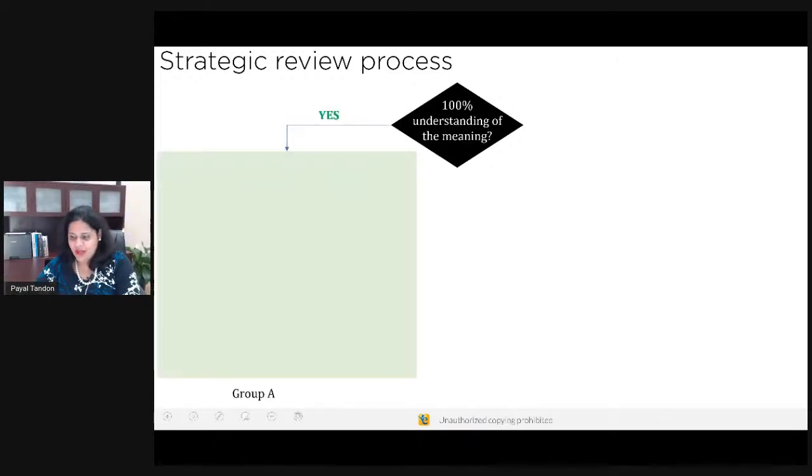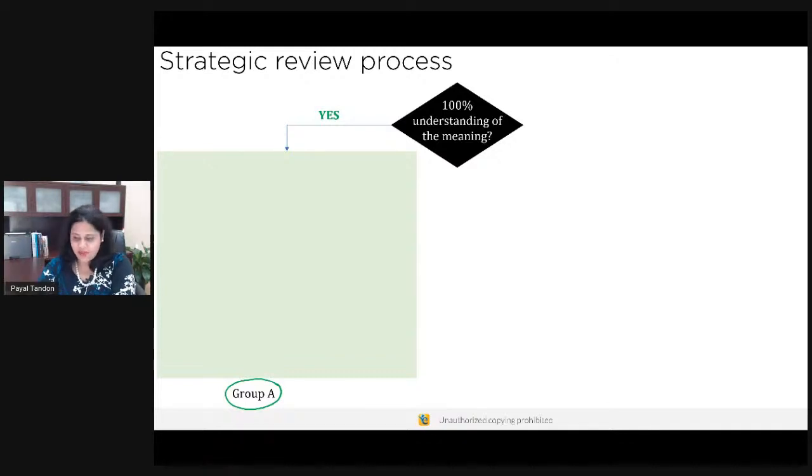But let's first come here. Let's say for people who got all the 3 points from the solution, I would classify you as what I call group A. So in your error log entry, I want you to put that for this question, you belong in group A. Why? Because you got 100% understanding of the meaning.